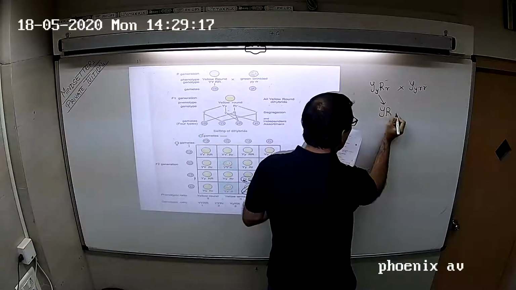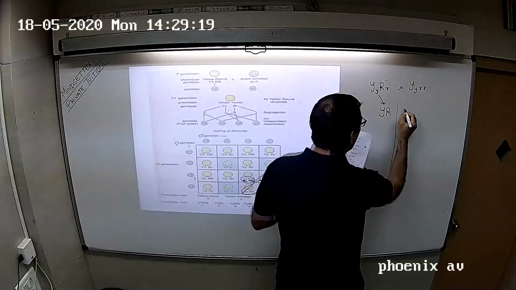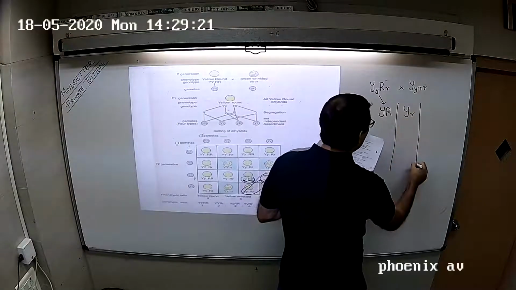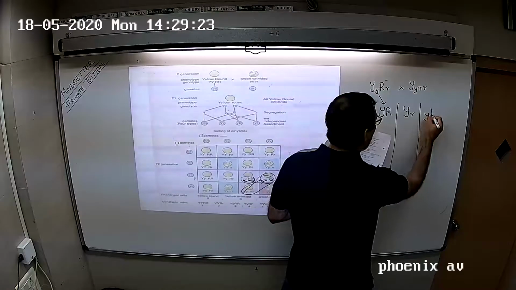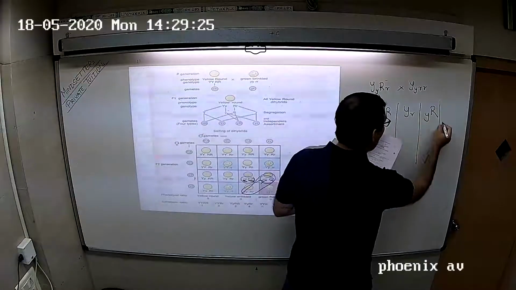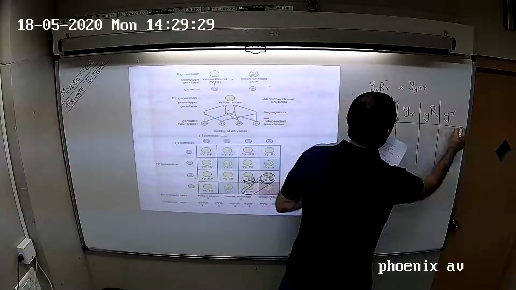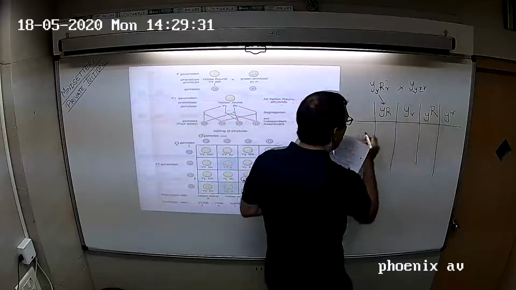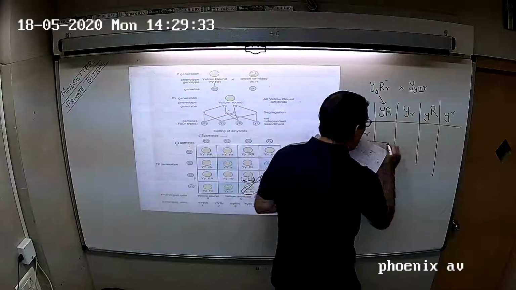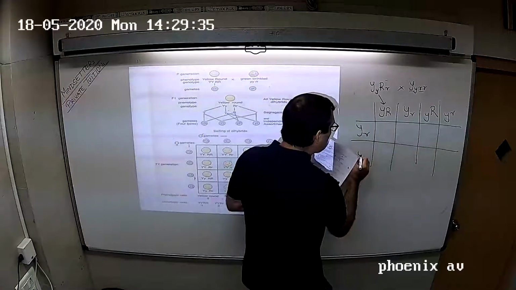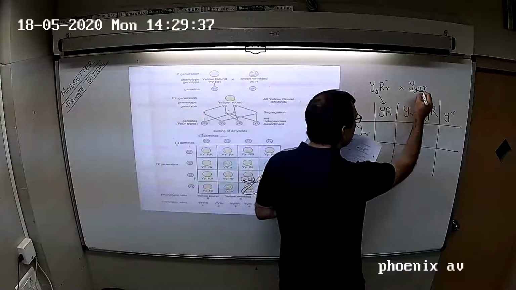Capital Y, capital R. And then we will have capital Y, small r, then we will have small y, capital R, and then we will have small y, small r. So these gametes are formed. And from the other plant, which gametes will be formed? Capital Y, small r, and you will get small y, small r.